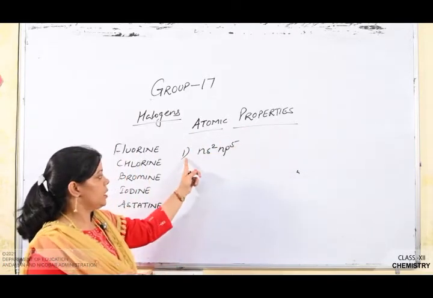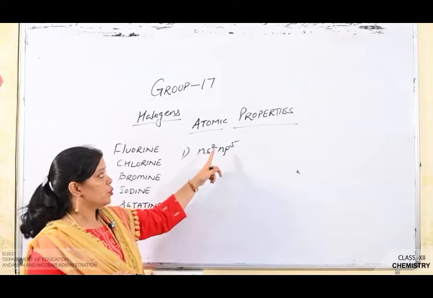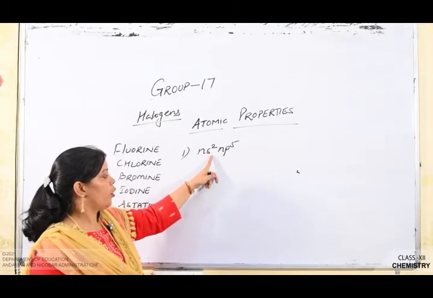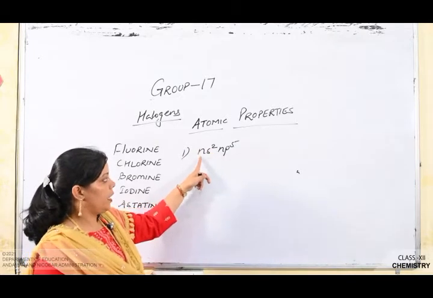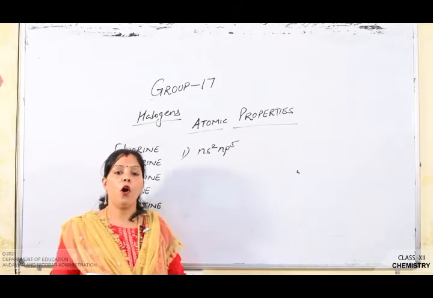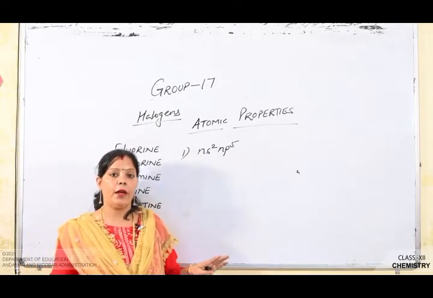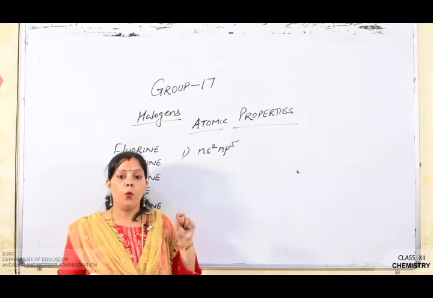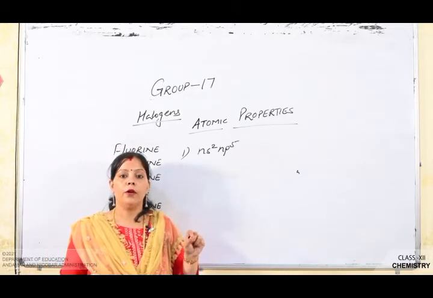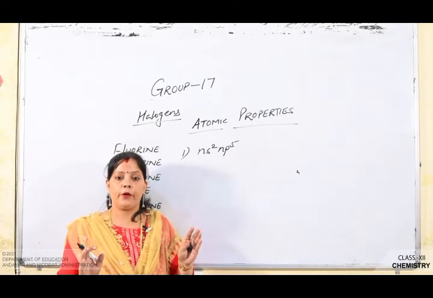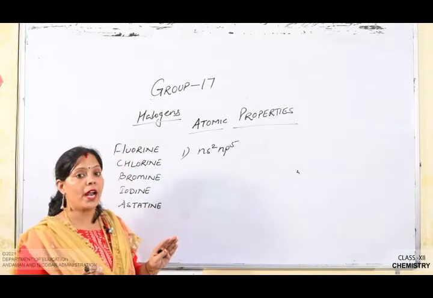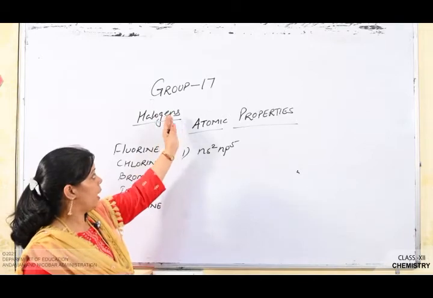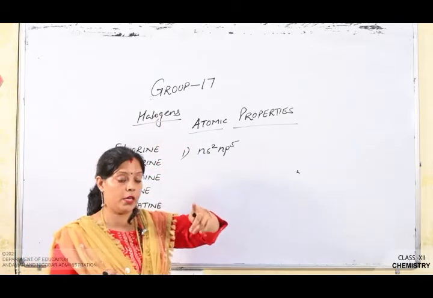In this, the first is the electronic configuration. The group 17 elements have the valence electronic configuration ns2np5. So all the elements of group 17 have 7 electrons in the outermost shell, which is 1 electron less than the complete octet electronic configuration. Due to that reason, these halogens have very high electronegativity.